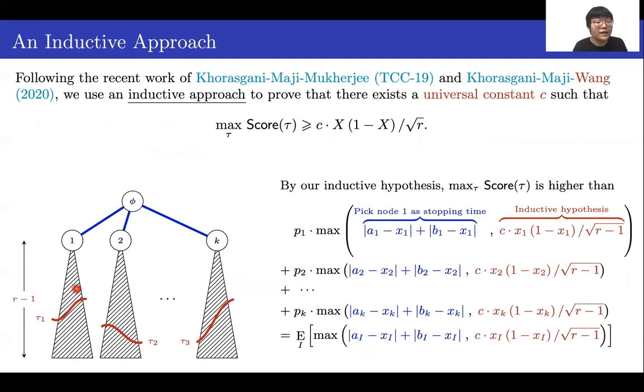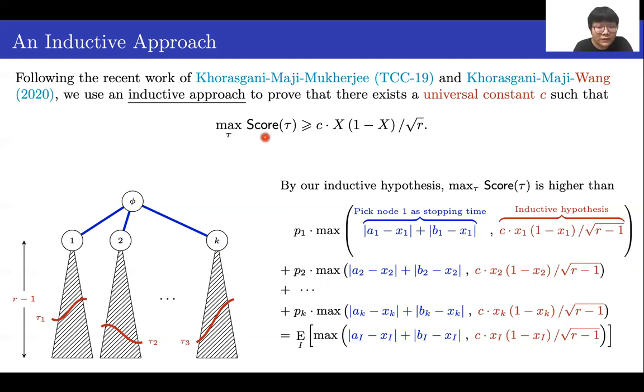So let's use this figure as an example. Suppose phi is the beginning of the protocol, where the first message has k possibilities. So the first message can either be 1, 2, or k. Now, to pick our stopping time, we need to make an independent decision for every node. For example, at node 1, we need to decide whether we pick node 1 as our stopping time, or we defer the attack to the remaining R minus 1 message subprotocol. And we need to make the same decision for node 2, node 3, and so on.